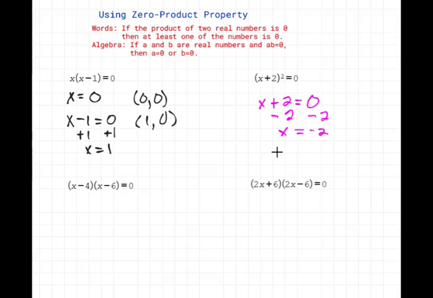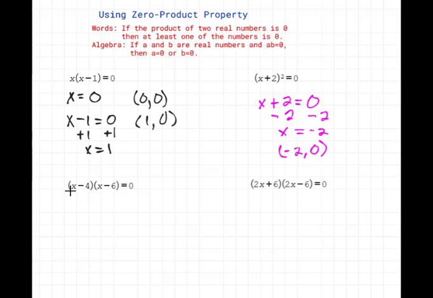And our point of intersection on the graph would be when x is negative 2, y is 0. So in the first problem, we had 2 points of intersections or the root. Here we only have 1.